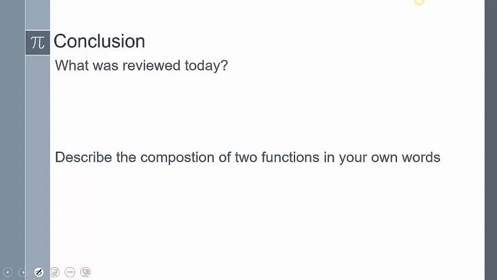So what is it that we reviewed today? Well, we took a look at a composition of two functions, and we reviewed a little bit of domain, and we reviewed a little bit of how to simplify complex fractions. So in your own words, I want to give you a little bit of feedback. I want you guys to describe the composition of two functions to me.